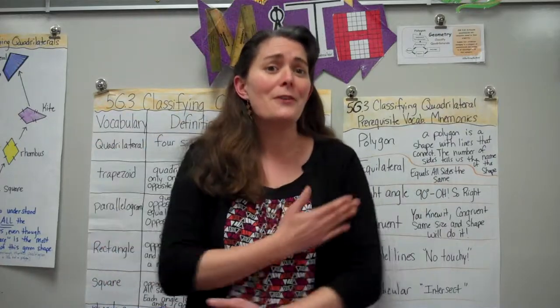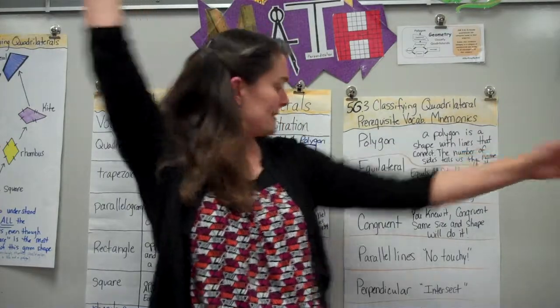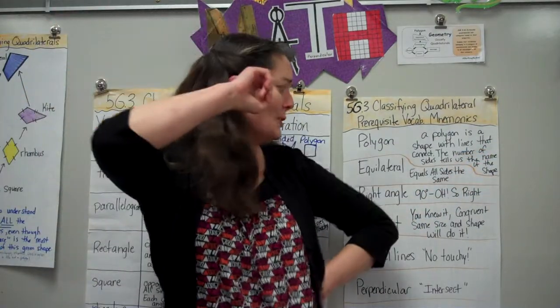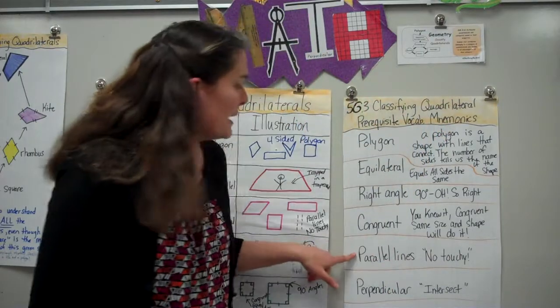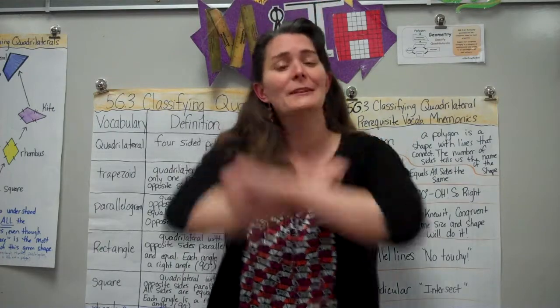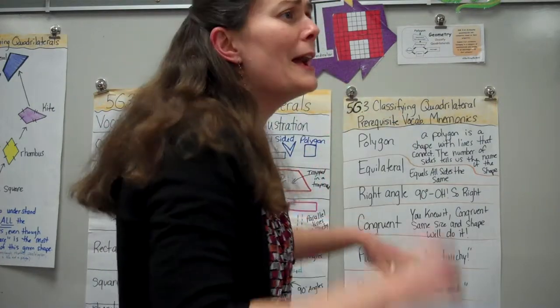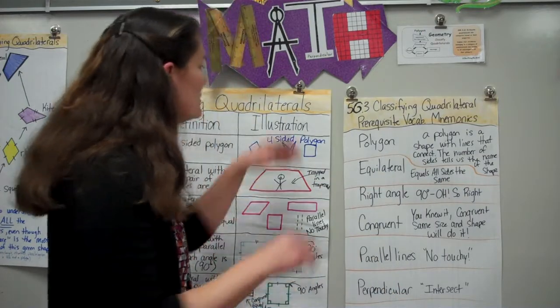Equilateral equals all sides the same. 90 degrees, oh so right. Congruent, you knew it. Congruent, same size and shape will do it. Parallel lines, no touchy. Perpendicular, intersect. So those are some prerequisite vocabulary that'll give you some mnemonic help so you can answer those questions later on.